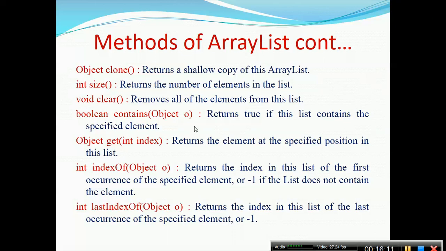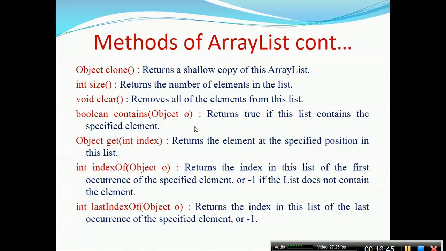Contains returns true if this list contains the specified element, meaning it is verifying whether this particular list has this element or not. The get method returns the element at the specified position in the list. Suppose you pass the fourth index, whatever element is present at the fourth index will be returned by the get method. Index of returns the index in the list of the first occurrence of the specified element.